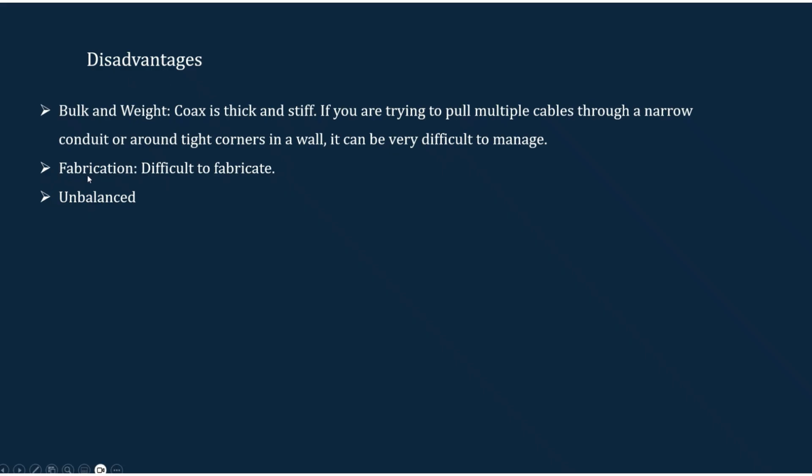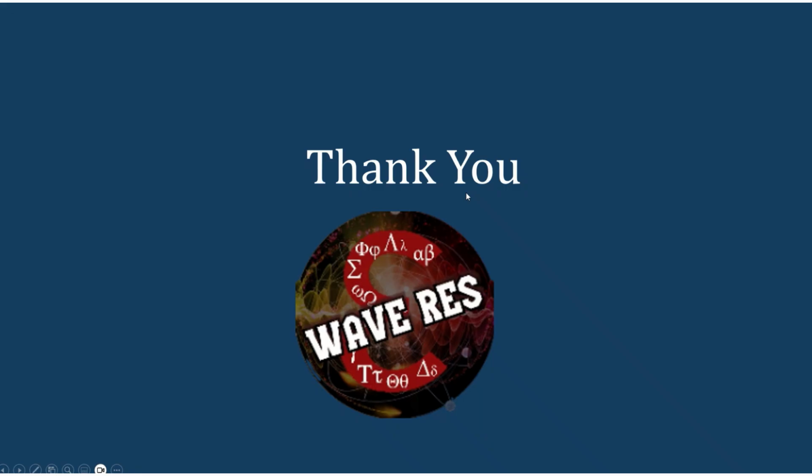And one more thing is that it is known as unbalanced. That is, if we have to connect a dipole antenna to this coaxial cable, we have to use structures like a balun to convert this unbalanced current to the current in the dipole. So that is one of the disadvantages of this coaxial cable. I hope you got some idea about the coaxial cable.